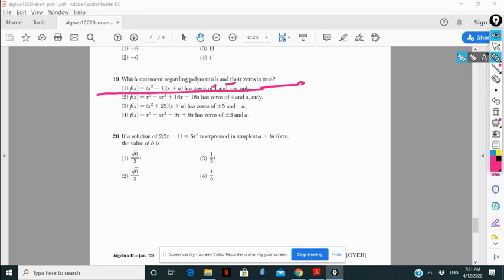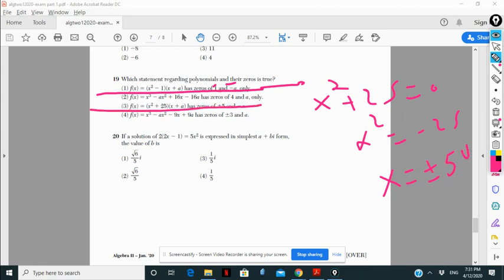Go for the second one. Let's do the easy part first, because number 2 is going to take more time. So x squared plus 25 equals 0. So x squared equals negative 25. So x equals plus or minus 5i. I don't have 5i, so that's canceled out. Now I'm going for number 3.